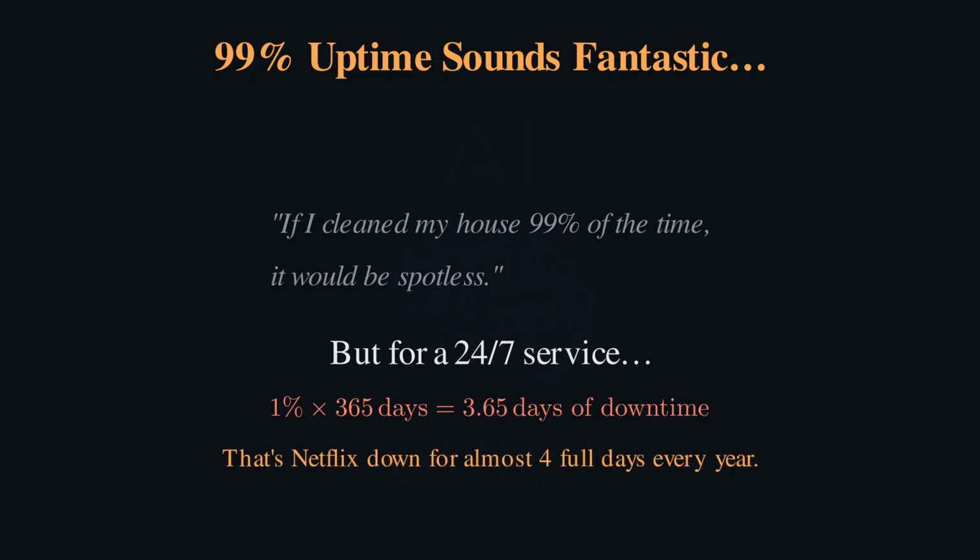There are 365 days in a year. If you have 99% availability, that means you have 1% downtime. What's 1% of a year? About 3.65 days. Imagine if Netflix was down for almost 4 full days every single year. People would riot. They would. 4 days is a lifetime in tech.